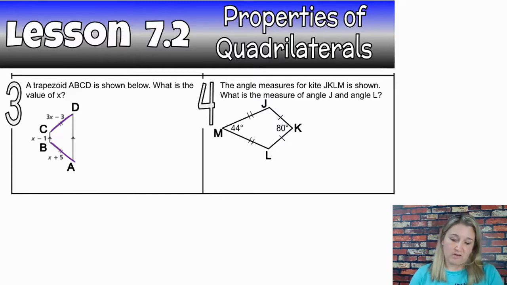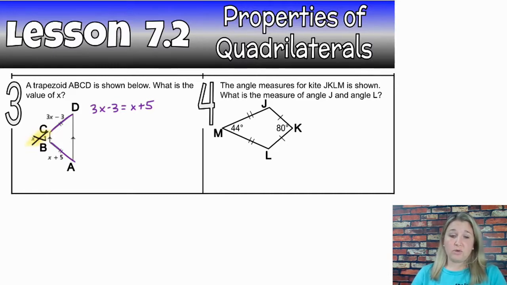So I'm going to have 3x minus 3 is equal to x plus 5. But I know you're thinking, whoa, what happened to x minus 1? Well, we don't need that piece, because it's not part of my congruent pieces. So really, you don't need that piece at all. That's just there as a distractor.